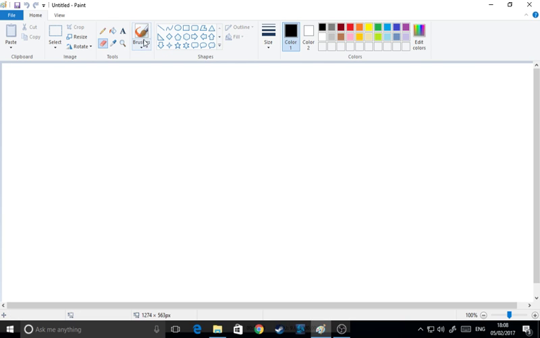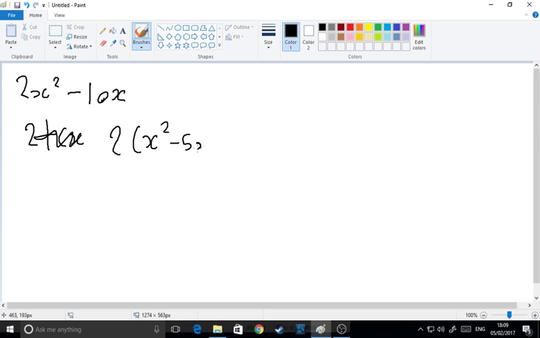I found an example which has a coefficient, and we're going to go through it. We're going to be working with 2x squared minus 10x. Here the coefficient of x squared is 2, so we still take it out. We take it out and just do the bracket, x squared minus 5x, and that's technically the same. Now we complete the square with this.